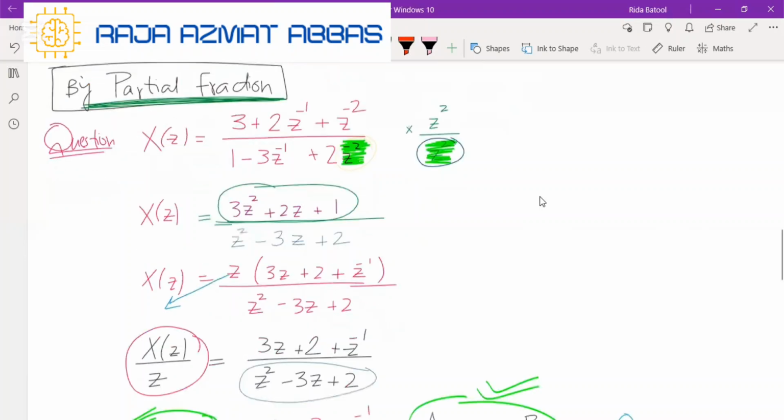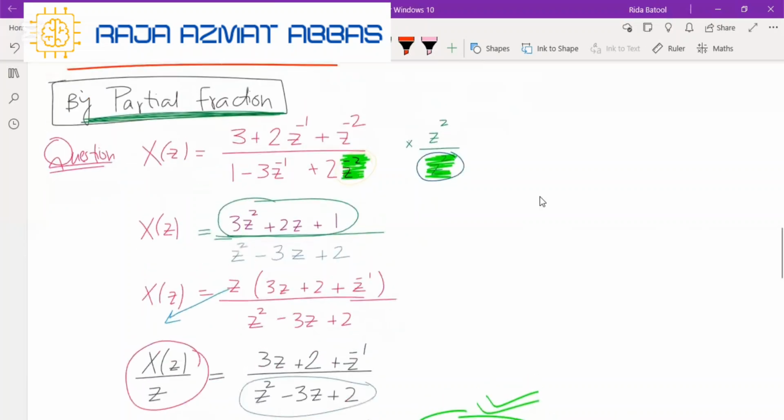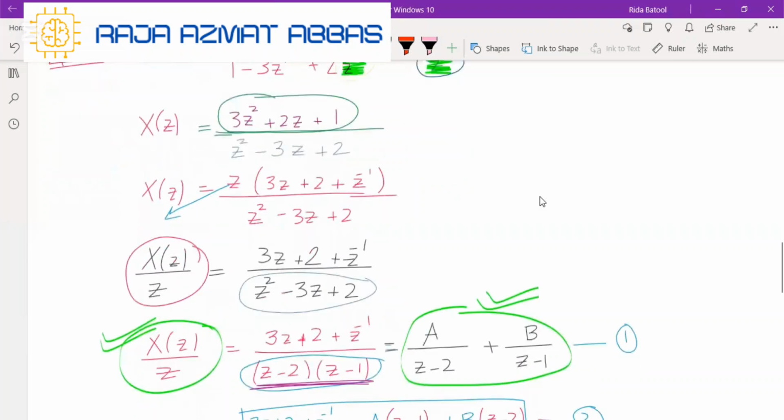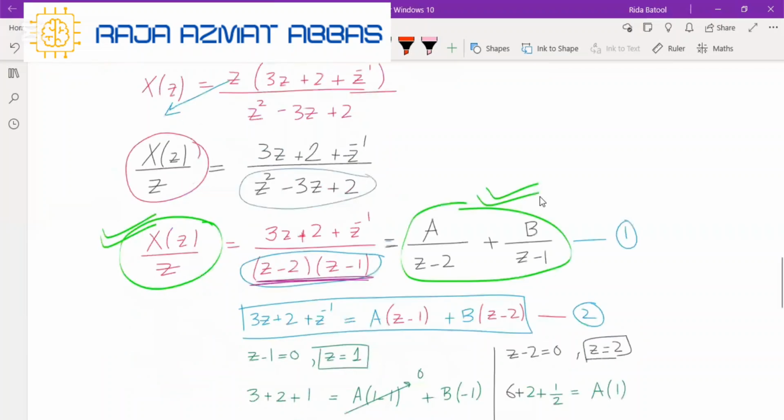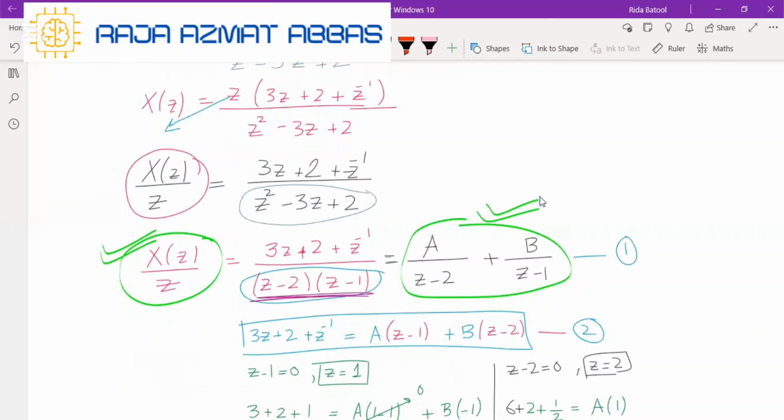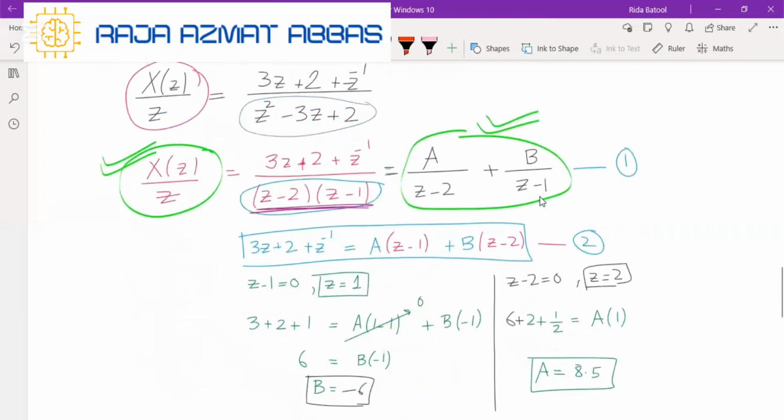For that, first of all, we have to make all powers positive. Then we have to make the highest power of numerator one less than that of denominator. Then we have to shift the extra Z on the other side. Then we have to factorize the denominator.